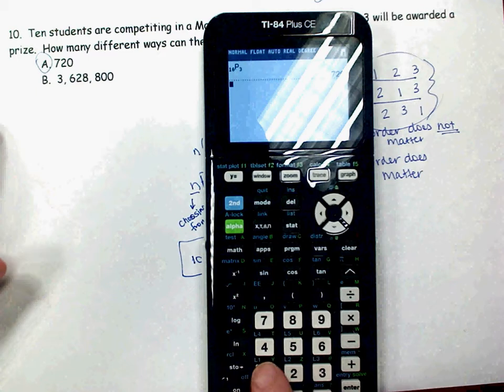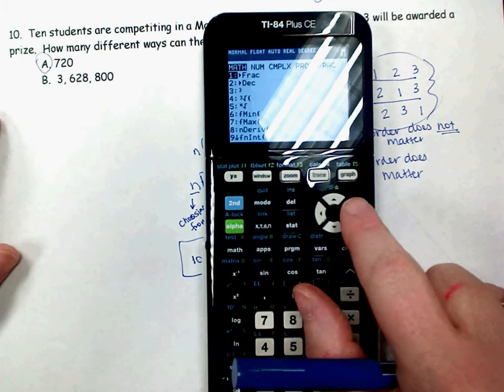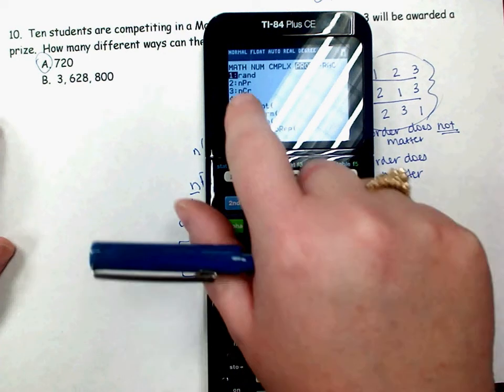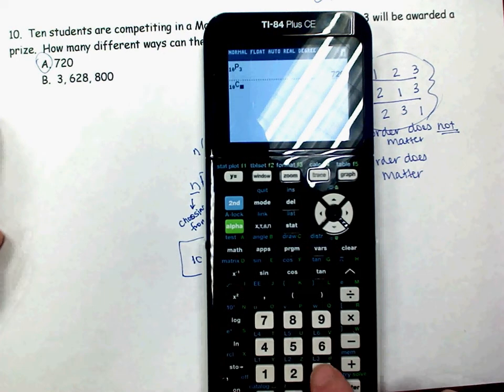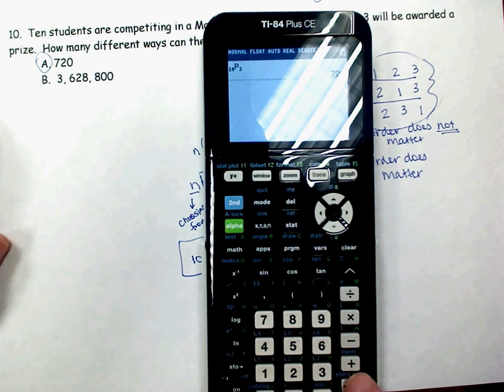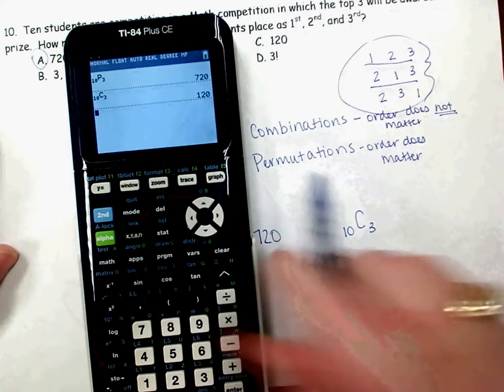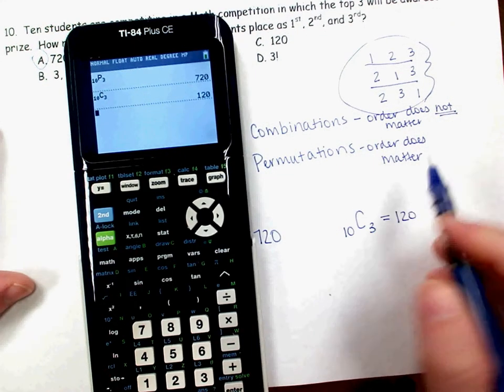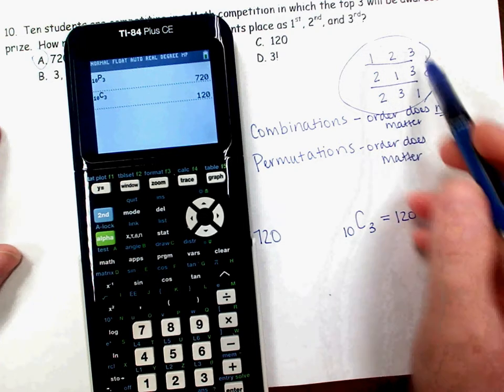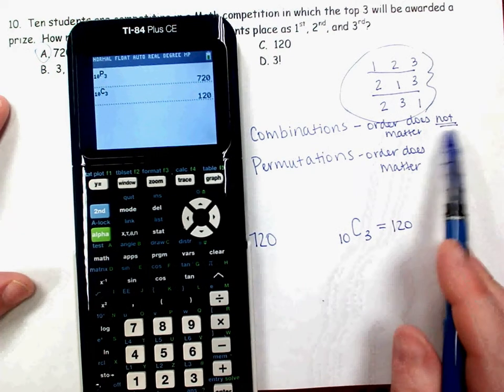Type in 10. Go to math, go over to probability. We want number 3 this time, and we put in our same number. We want just the top 3. You can see there's a whole lot less options, 120 ways. Because again, this would all be the same way. Those aren't separate ways if the order doesn't matter.